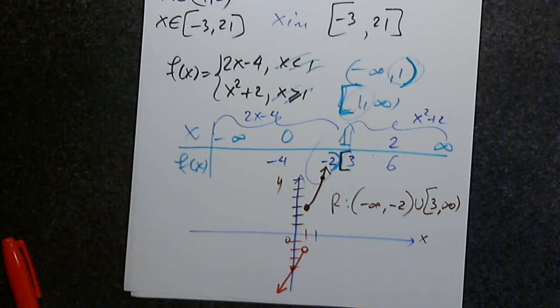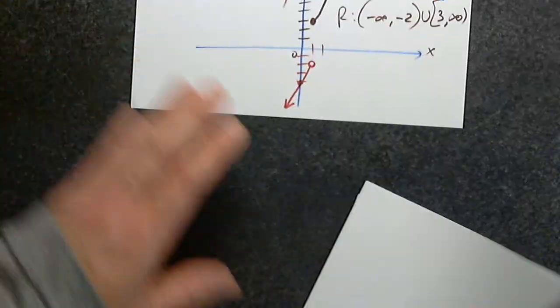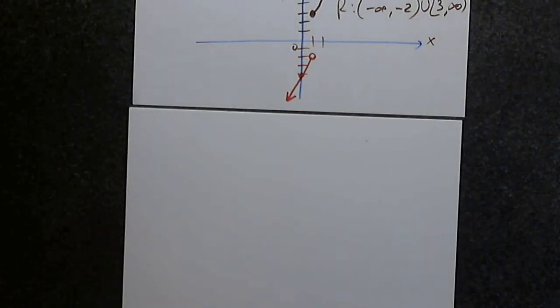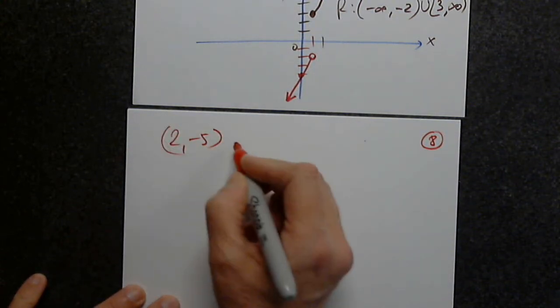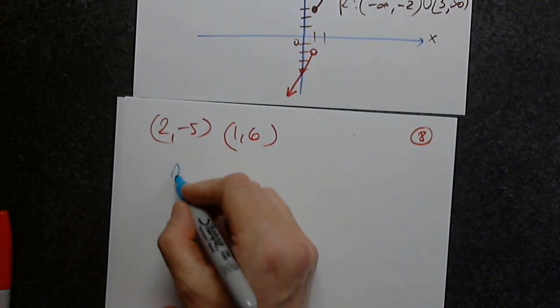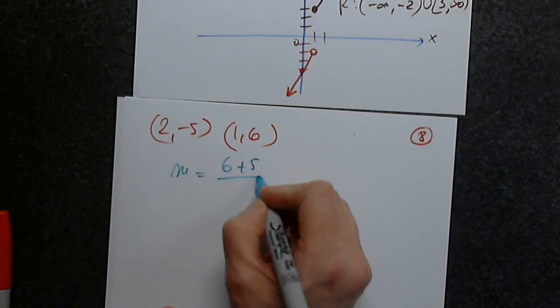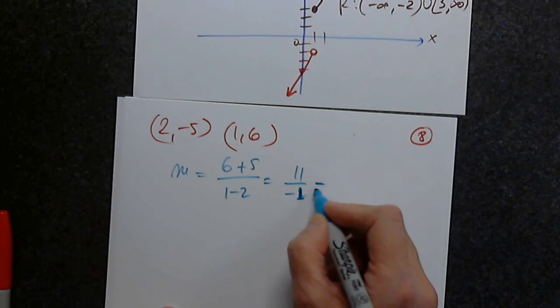Find the equation of a line passing through 2 points. We find the slope, and then y minus y1 equals the slope times x minus x1. Do we need to see this? Yes. Perfect. So we have 2 points: 2, -5 and 1, 6. We're asked to find the equation and solve for y. It's a line, so I have to find the slope: 6 minus -5 over 1 minus 2, 11 over -1, which is -11.